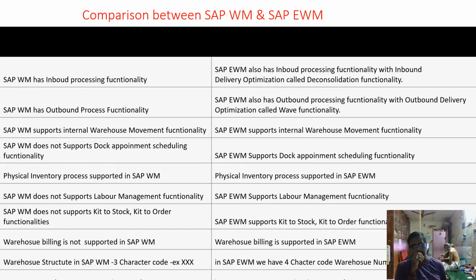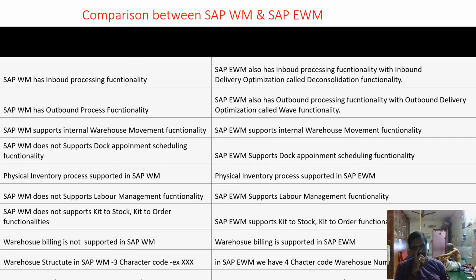So SAP WM also has, I can say, outbound process functionality, and SAP EWM also has an outbound processing functionality with outbound delivery optimization, so-called wave functionality. Wave functionality is nothing but you group together, after you create an outbound delivery, then actually a warehouse task, and then you are grouping together the warehouse tasks into waves, and each wave can be assigned to the warehouse order, and in warehouse order we can see many waves and everything. Waves is nothing but a collection of warehouse tasks.